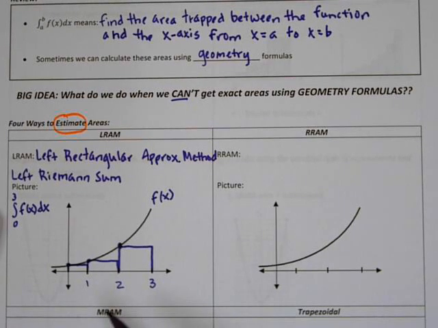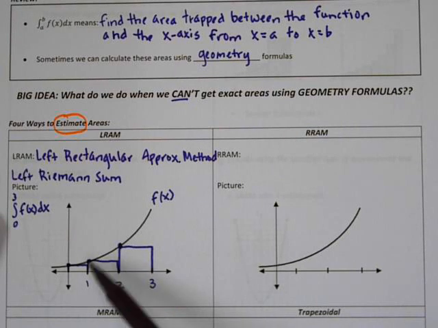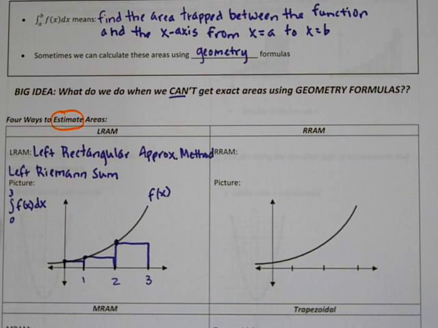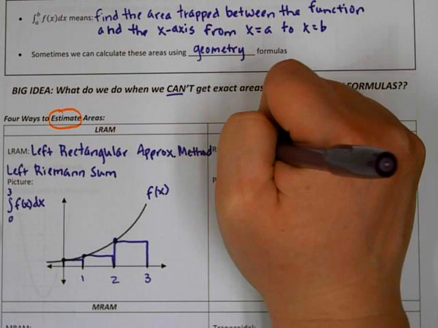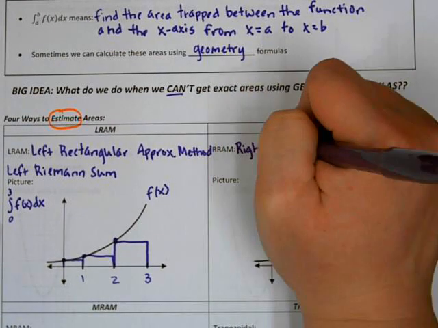Depending on our function, sometimes these approximations give us underestimates and sometimes they give us overestimates. You can clearly see that all of these rectangles are underneath our curve, so this one in particular would be an underestimate, whatever it happens to be. Okay, let's take a look at RRAM. RRAM stands for Right Rectangular Approximation Method.